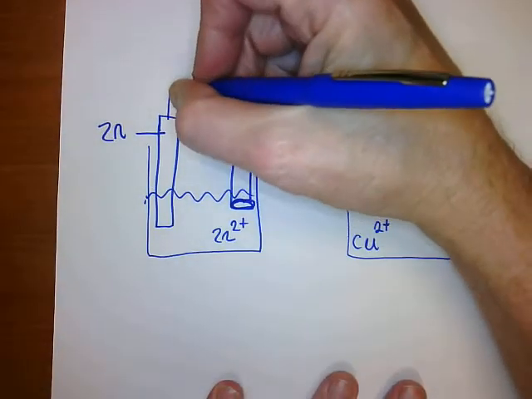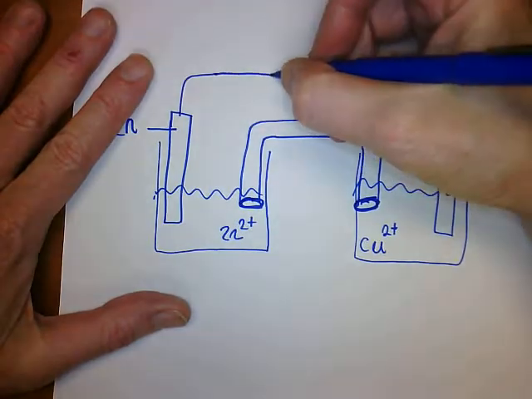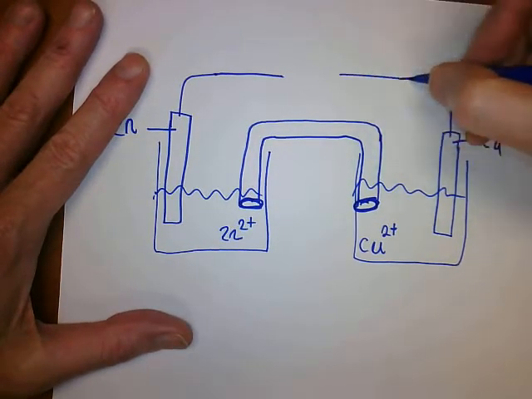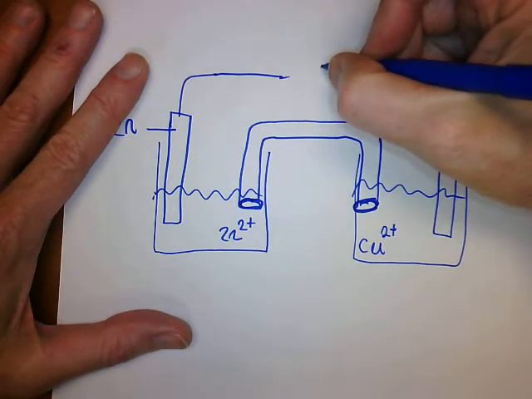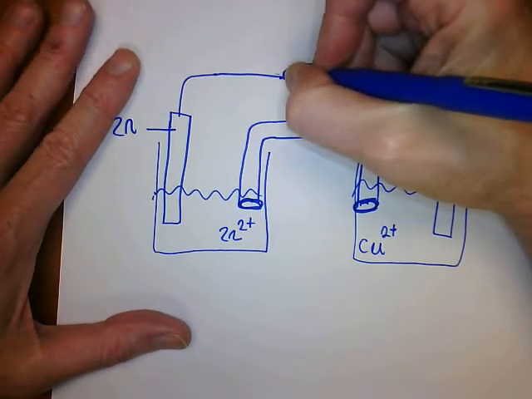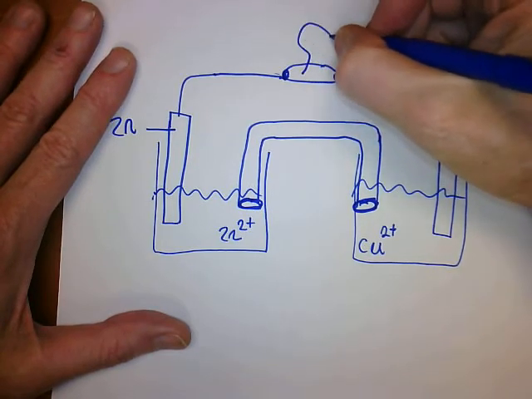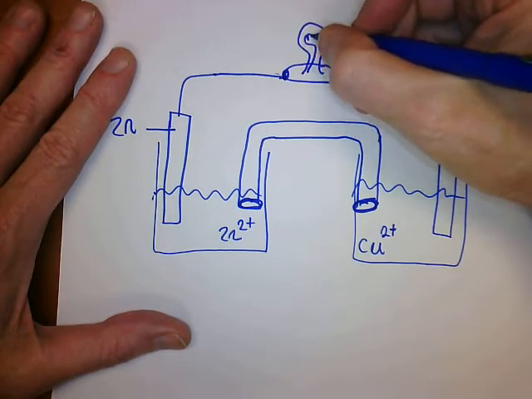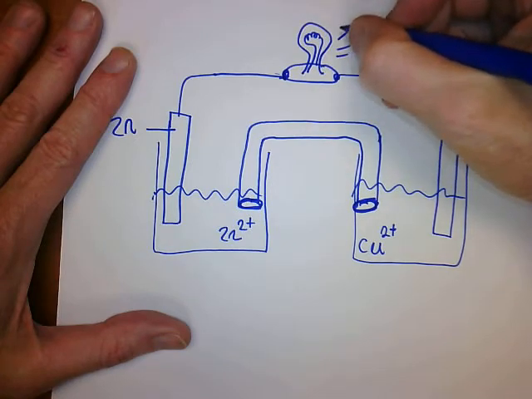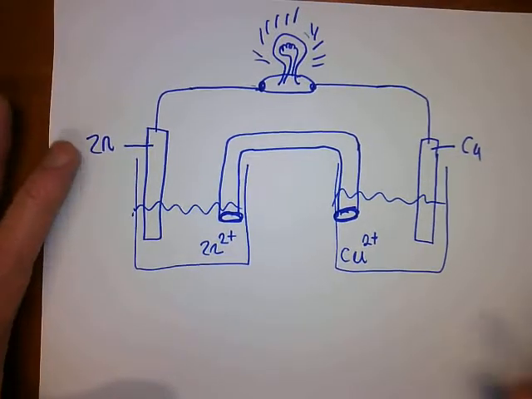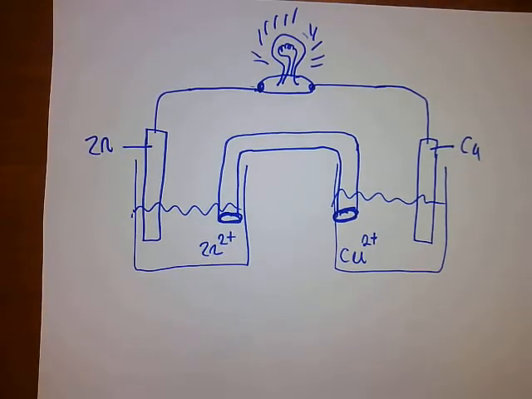Now, when we connect these two to some external circuit, like a light bulb, for example, the light bulb would light. We've essentially taken this reaction and made it into a battery.